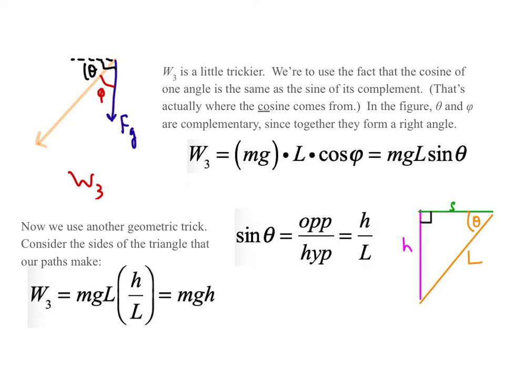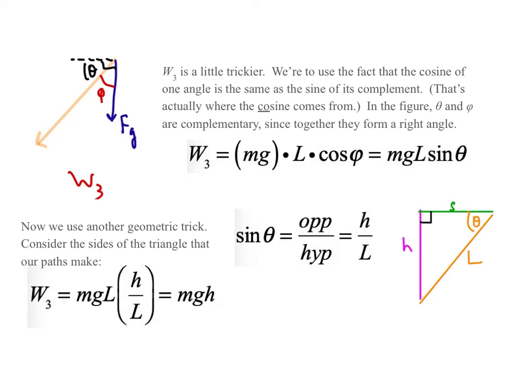The final path is a little trickier because now gravity points down and the path is along this angle, and we would need to have mg times L times cosine of the angle between them, which I can't call theta because I used theta in the problem already. So I have to call it phi. And if we look at this, we have mg L cos phi, but cosine of phi is sine of theta because cosine of an angle is sine of its complement, and they're complementary. So I have mg L sine theta.